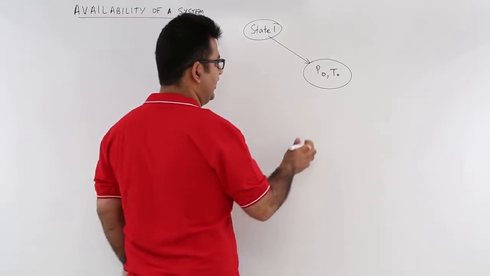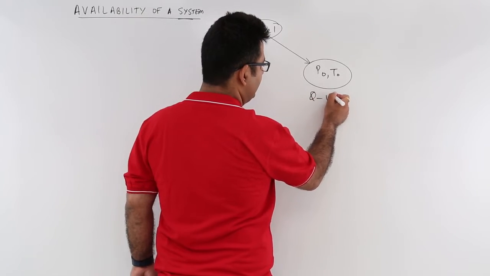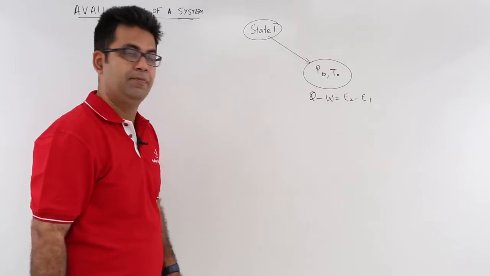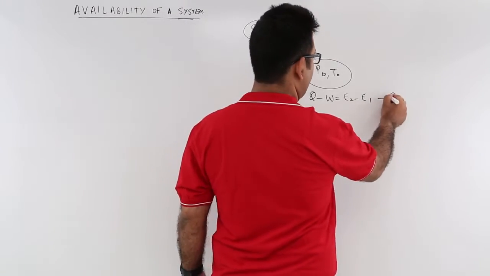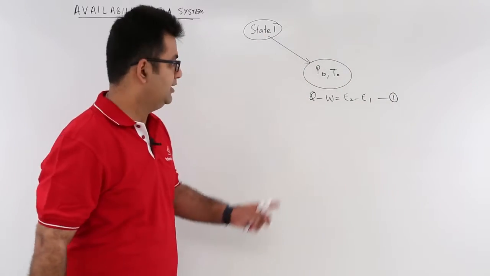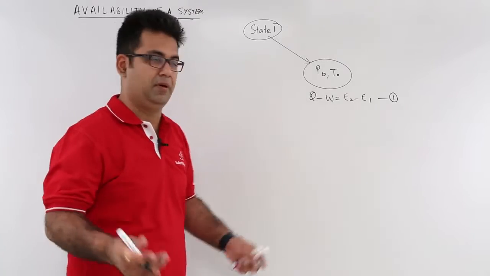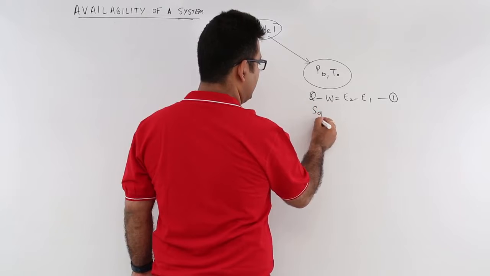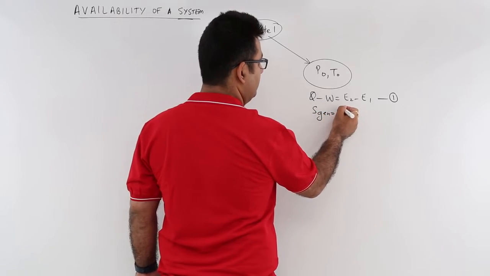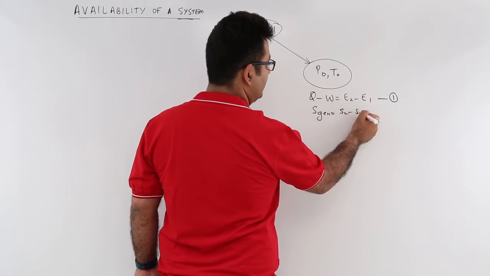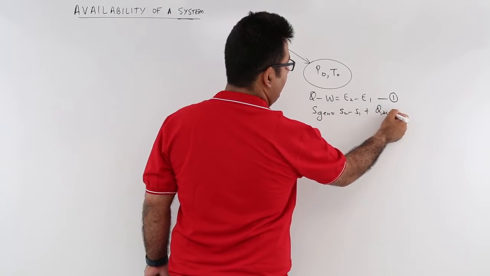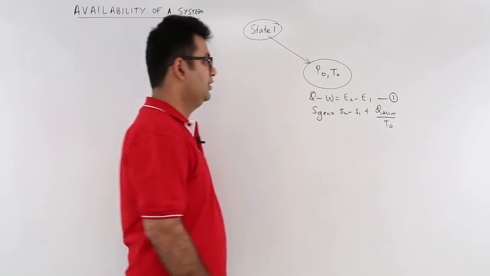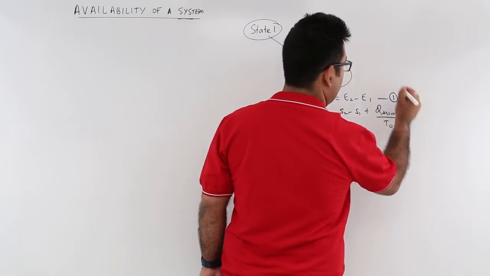The first law states that Q minus W is equal to E2 minus E1. Let's give this as equation number 1, as per the first law. Now, as per the second law, the entropy generation is equal to S2 minus S1 plus the heat loss to the surroundings divided by T0. This is equation 2.